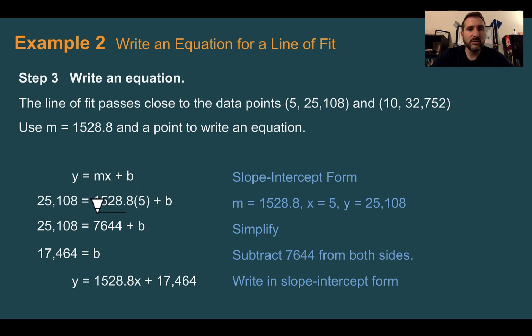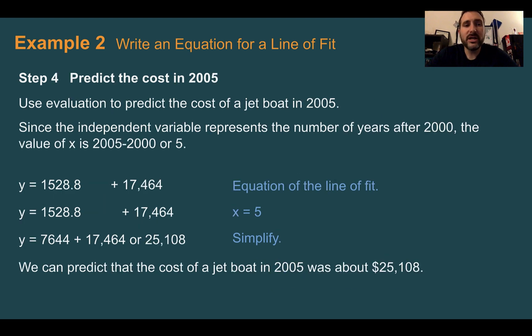So plugging in our slope and one of the coordinates, we can calculate b, or the starting value in the year 2000, which was 17,464. Writing that in slope-intercept form, that is our equation. Finally, we can use it to predict.